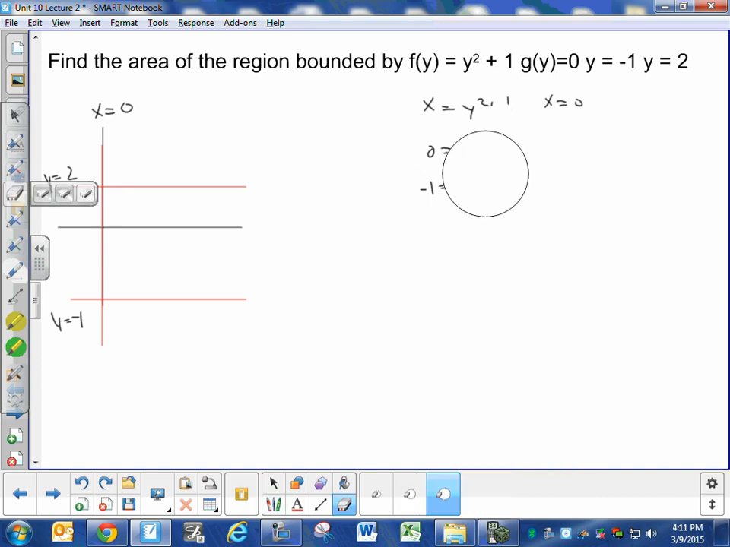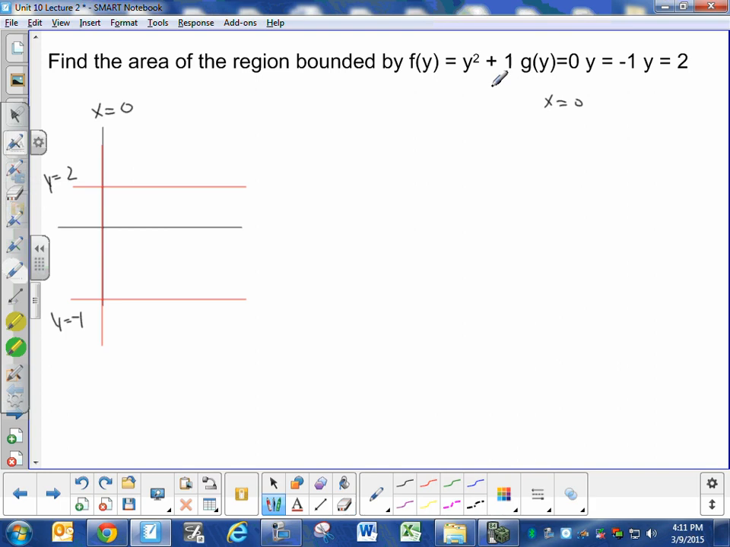I'll take, and you should be able to plug in y values, like when y is 2, I get x has to be 5. So when y is 2, I get 1, 2, 3, 4, 5, the point 5, 2. When y is negative 1, I get 1 plus 1, x is 2. You can say when y is 0, x is 1.